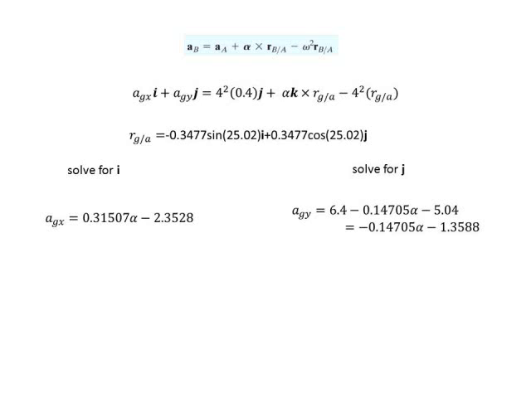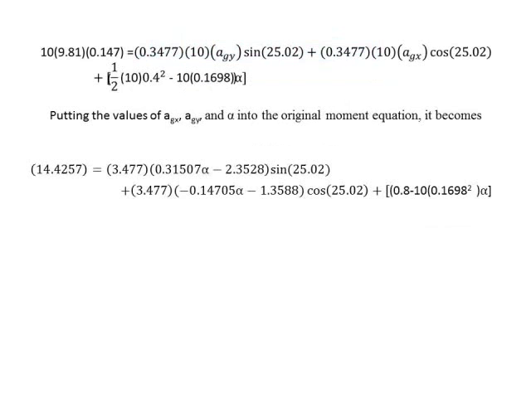After you solve that equation, you can break it down and solve for the i and j components, and once you do that, you should get an equation for each of the x and y components of acceleration. So going back to the original moment equation where we have a_G and a_y, and we also have an alpha, if you plug in the a_G and a_y that you just found, you should get this last equation. It's very tedious, so make sure you don't mix up any numbers.